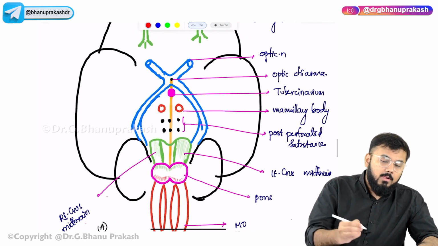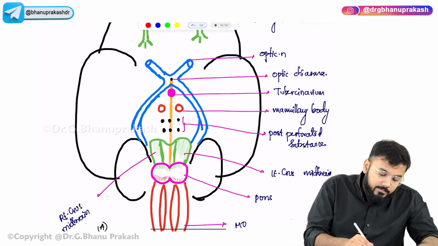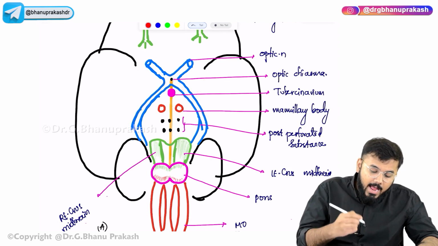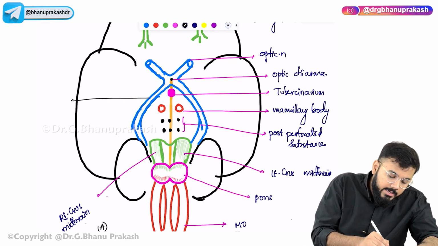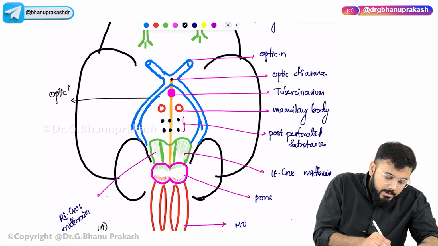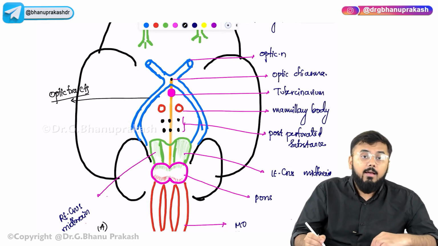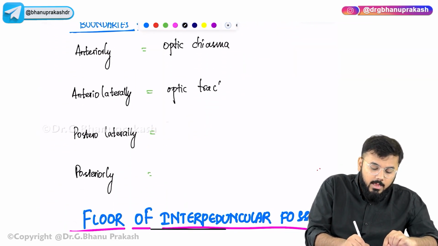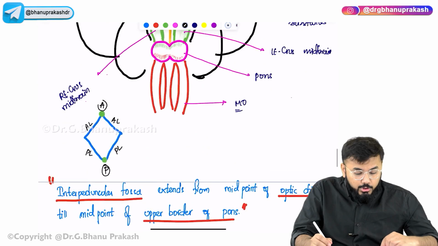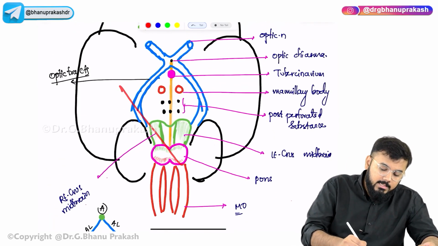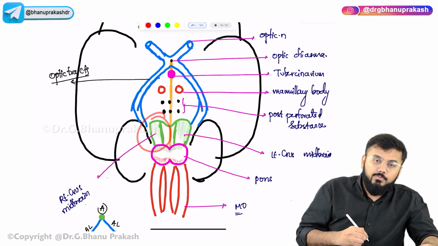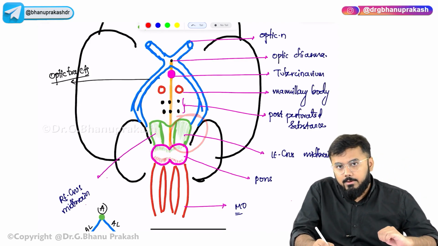Anterolaterally, what do I have? This one is anterolaterally. I have the structures called optic tracts anterolaterally. Posterolaterally, what do you have? These are posterolaterally. Two important structures I have: the right crus of the midbrain, and this is the left crus cerebri of the midbrain.